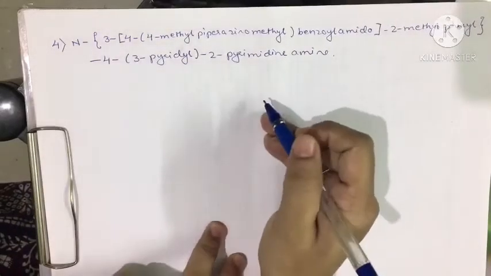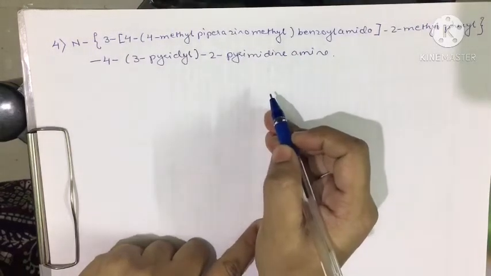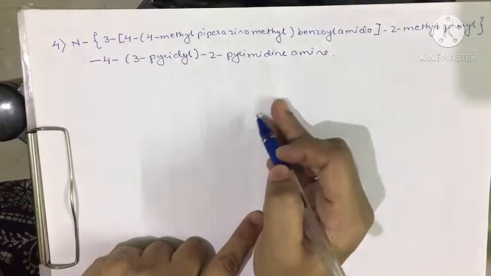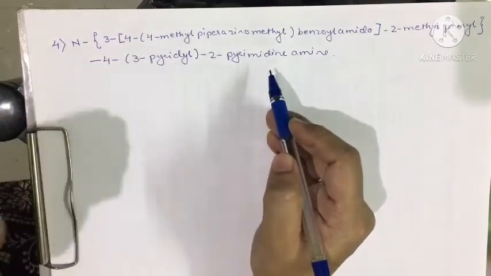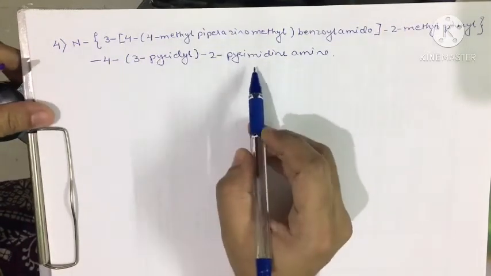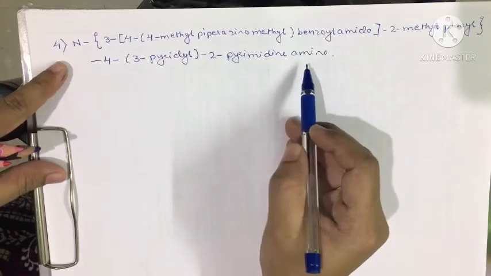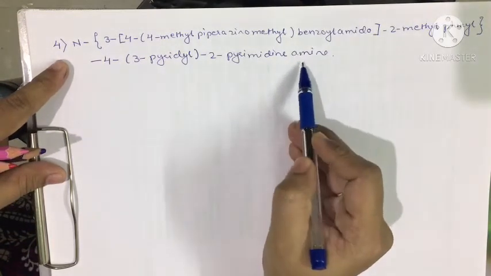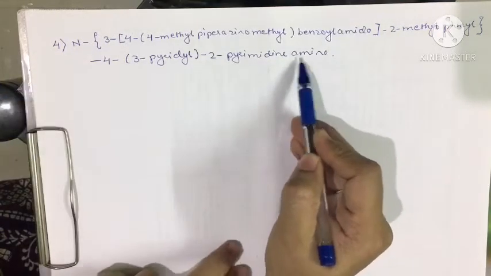Now here we have a huge IUPAC name in front of us, and we are going to derive the structure of this IUPAC name. Let us start. I have some color pencils with me for simplicity. Always when we start deriving a structure, we should look at the root name, the last part. So we have here amine.